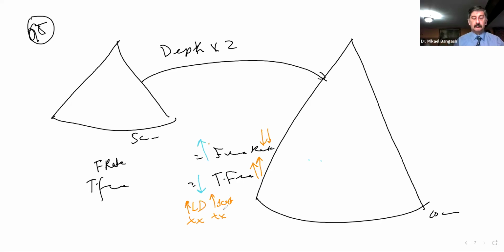Multi-focus is turned on. Now, guys, not only did you increase the depth, you also went from one focal point to multiple focal points. What we know about increasing the number of focal points is that it is going to further increase your T frame, which will cause a further decrease in the frame rate. On top of this being increased and this being decreased by just increasing the depth of your image.